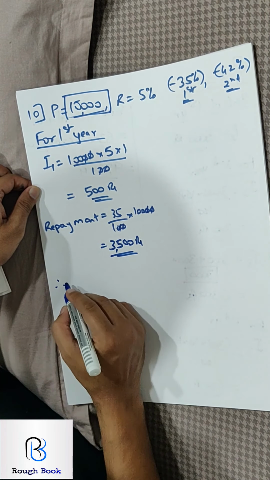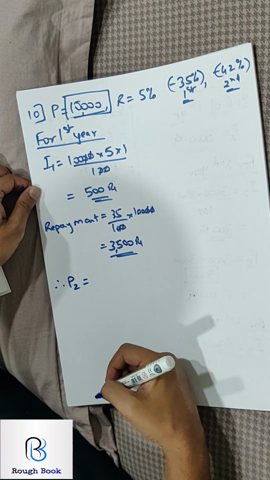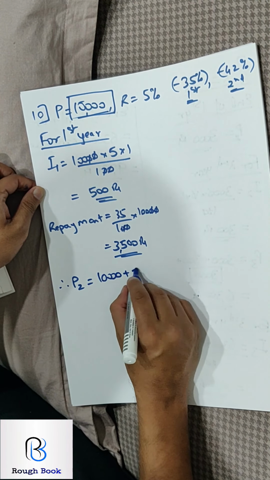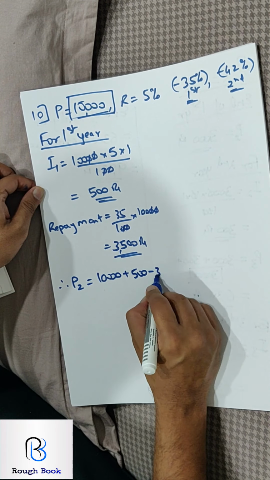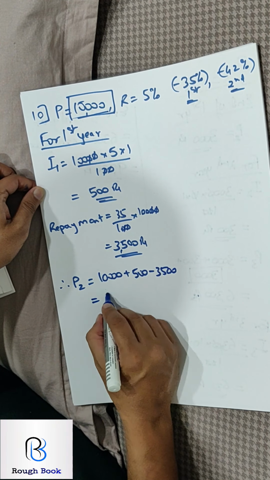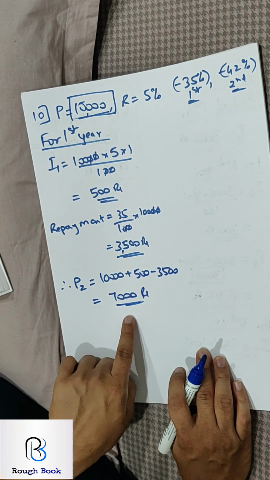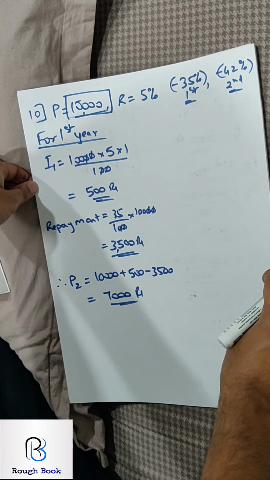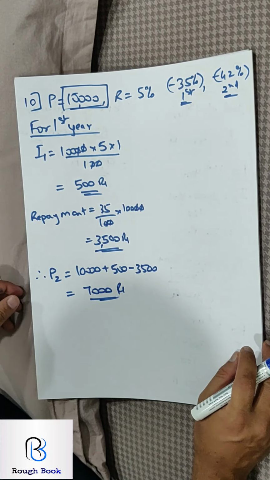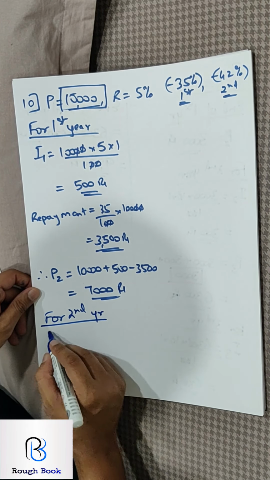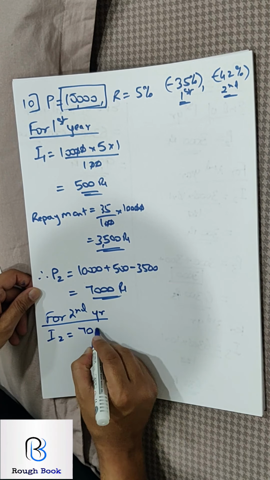So therefore, what will be my P2, the principal for the second year? The original money plus the interest minus the money that has been returned. So that should be rupees 7,000. How many managed to get the same answer? Perfect. Let's go further. Now for the second year.